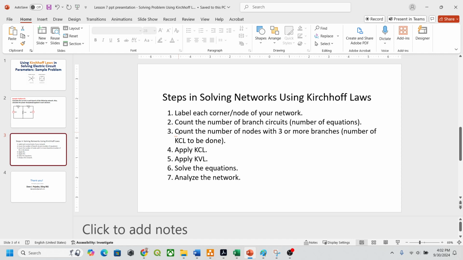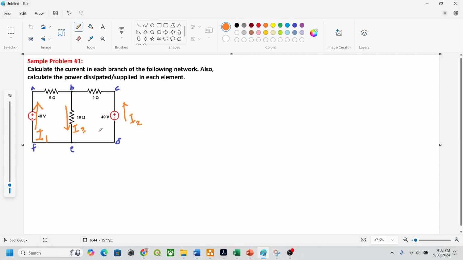We need to count also the number of nodes with three or more branches, so that we will know how many KCL equations we are going to do. In this case, we have a total of four nodes: A, B, C, D, and everything here, D, E, F can be considered one node. So we have at least four nodes.